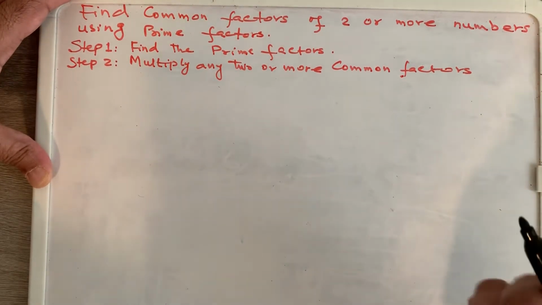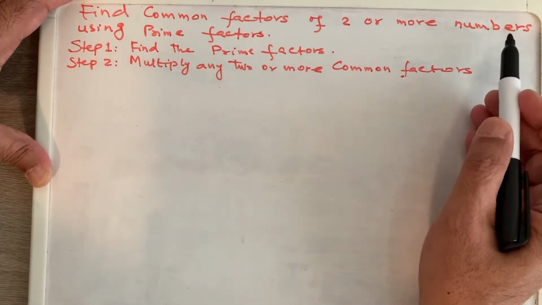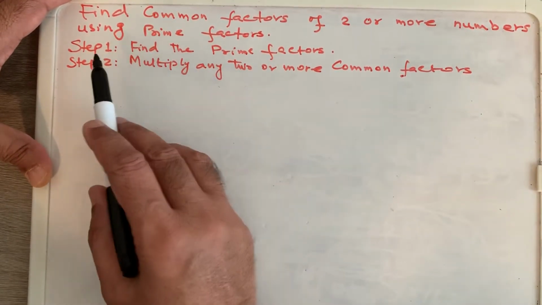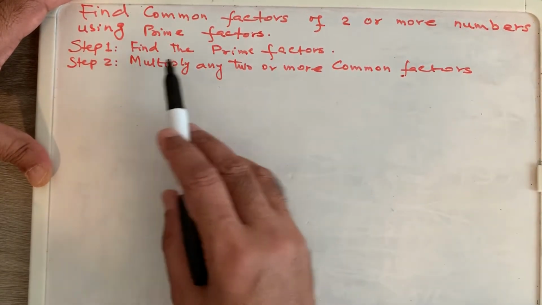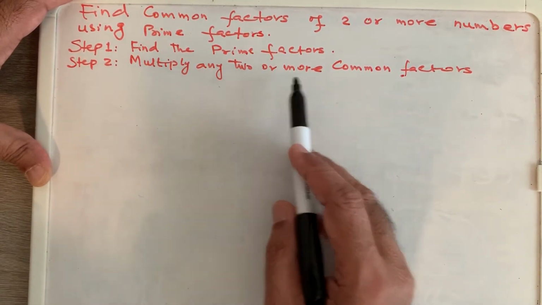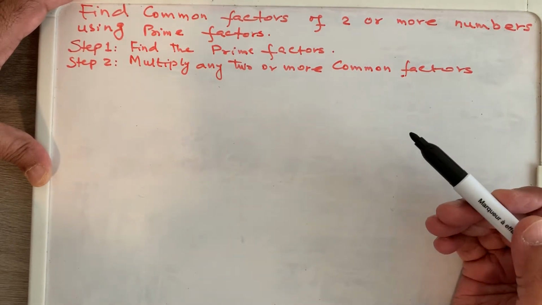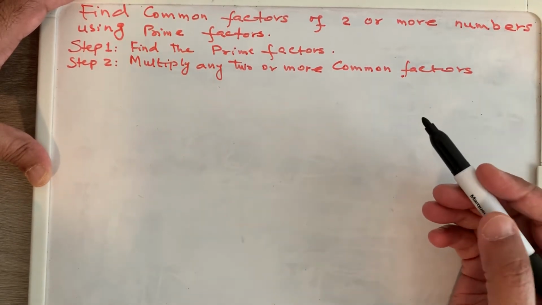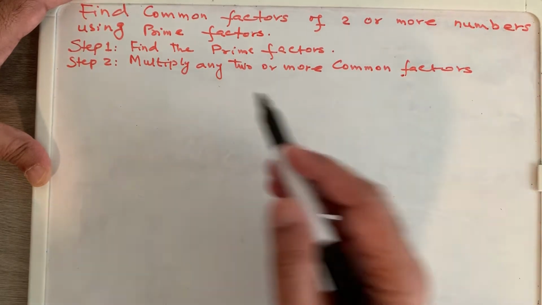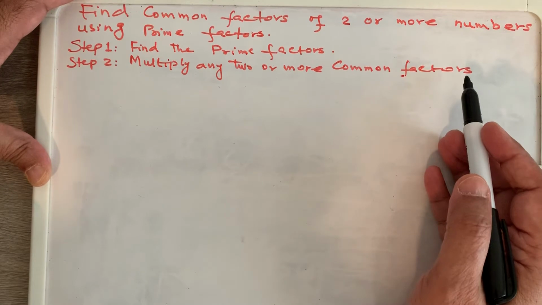So here we have some definition: finding common factors of two or more numbers using prime factors. What is step number 1? Find the prime factors and then multiply any two or more common factors to get other common factors. So what does it mean? We will learn what is meant by multiplying any two or more common factors to get other factors.